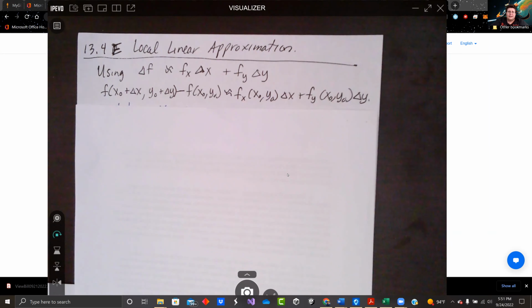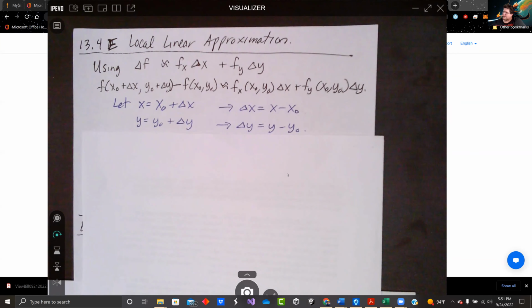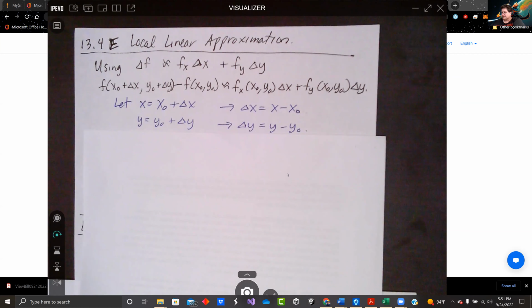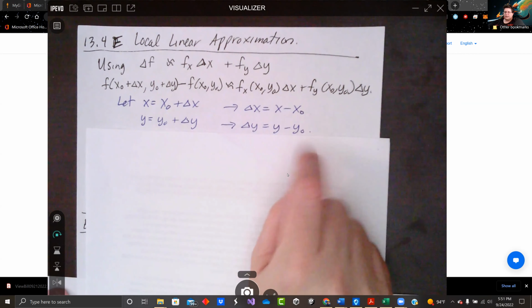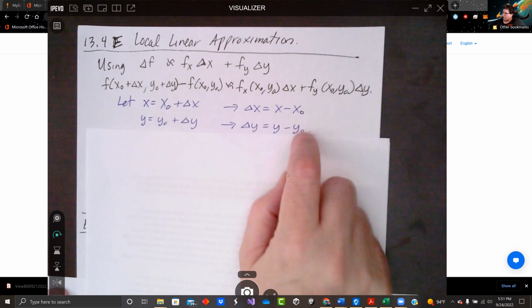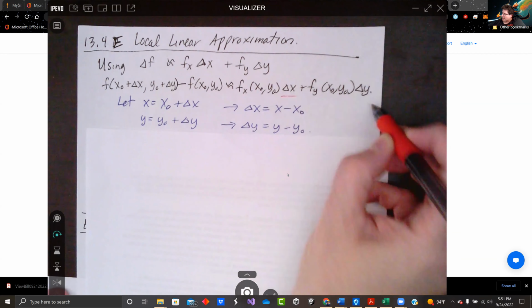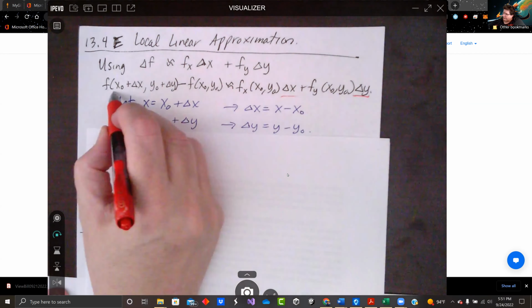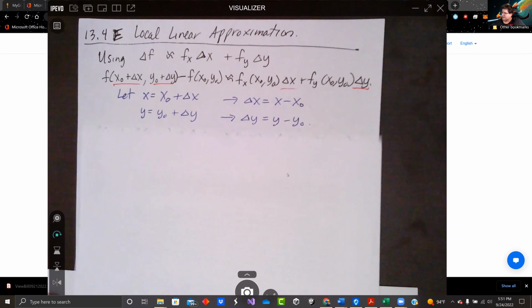Delta f is f evaluated at x naught plus delta x, y naught plus delta y, minus f of x naught, y naught. So we're going to do a little bit of magic here. We're going to make a substitution. I'm going to let x equal x naught plus delta x and y equal y naught plus delta y, such that delta x equals x minus x naught, delta y equals y minus y naught. We're going to replace these in up here, delta x, delta y, and in here. We're going to make those substitutions and see what happens.